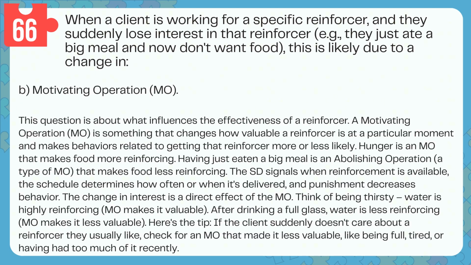Answer B. Motivating operation, MO. This question is about what influences the effectiveness of a reinforcer. A motivating operation, MO, is something that changes how valuable a reinforcer is at a particular moment and makes behaviors related to getting that reinforcer more or less likely. Hunger is an MO that makes food more reinforcing. Having just eaten a big meal is an abolishing operation, a type of MO that makes food less reinforcing.